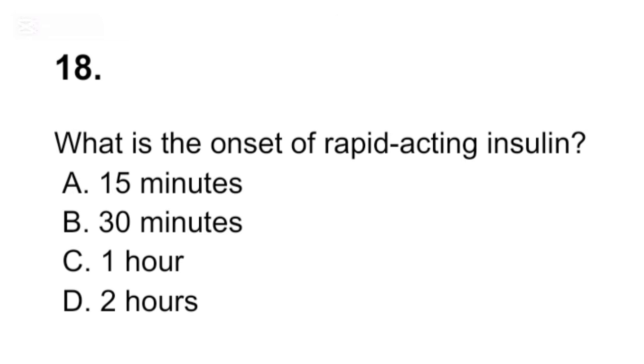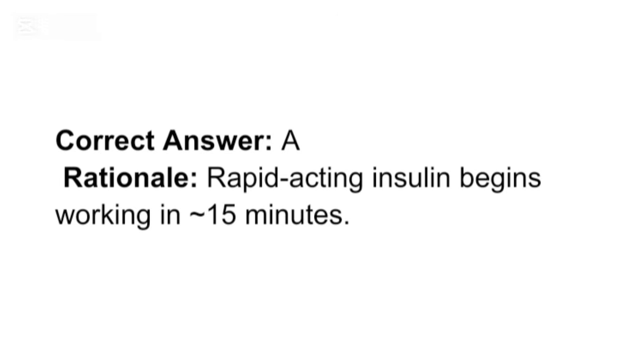18. What is the onset of rapid-acting insulin? A. 15 minutes. B. 30 minutes. C. 1 hour. D. 2 hours. Correct answer, A. Rationale: rapid-acting insulin begins working in 15 minutes.